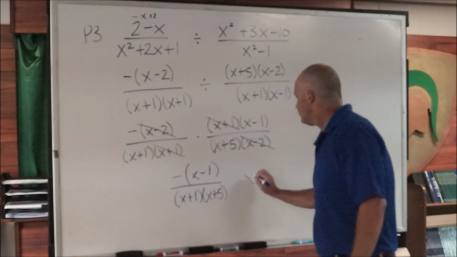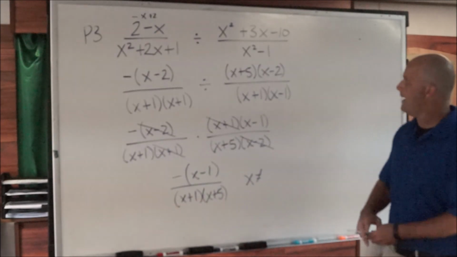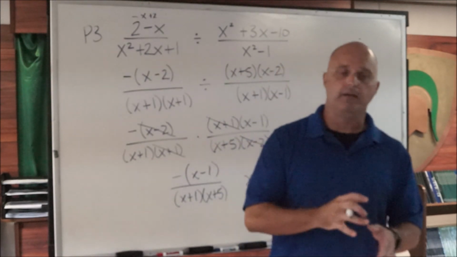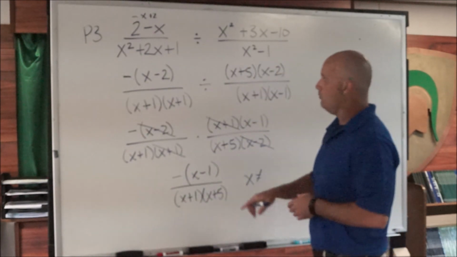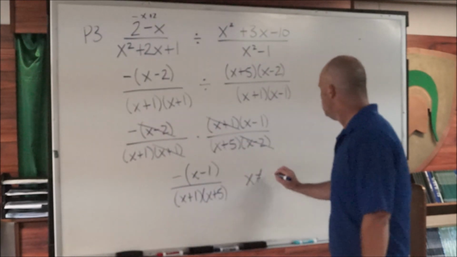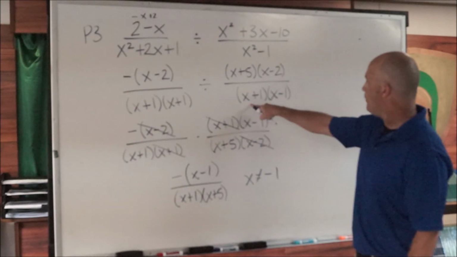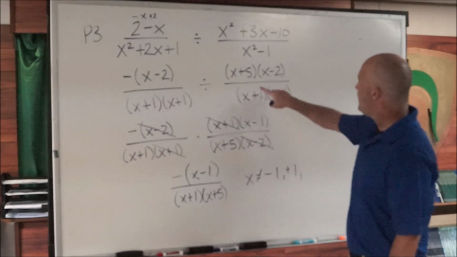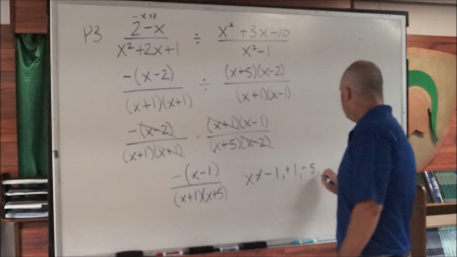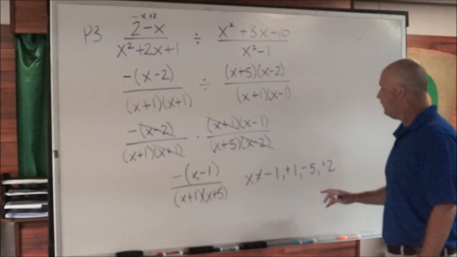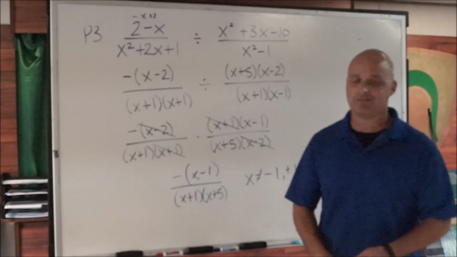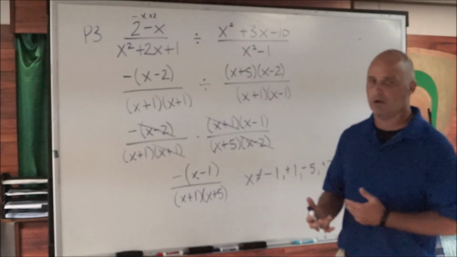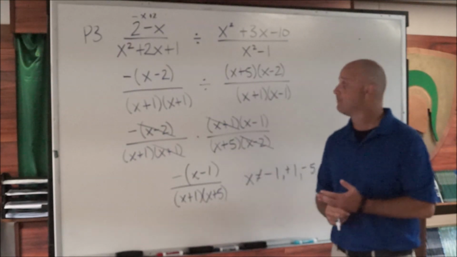Now I need to look at the restrictions. So to find the restrictions, I'm going to go back to this one right here. And anything that was ever in the denominator is going to be a restriction on x. So we've got a negative 1 here. We've got a negative 1 there, which we've already got, and then a positive 1. And then up here we've got a negative 5 and a positive 2. So those are all of the restrictions on x. None of those things can be x, because it would make our problem undefined if we were to leave them in. There you have it.